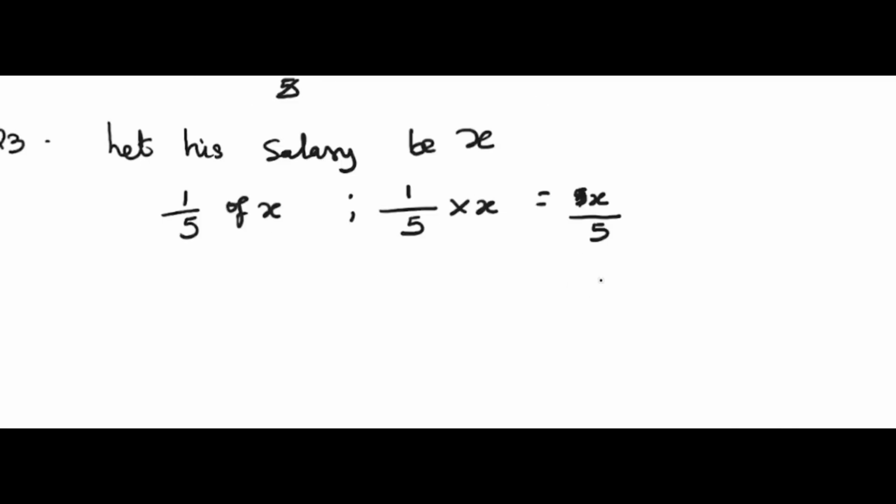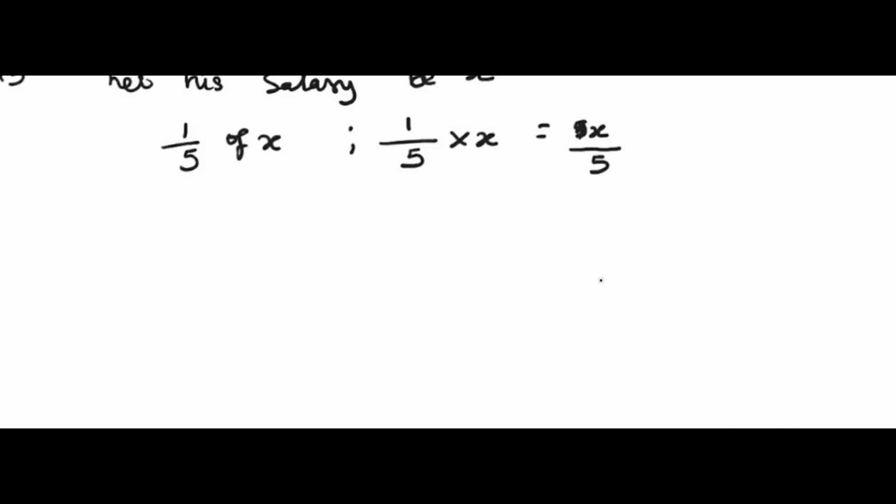Now you interpret the question as it comes. If he spent X over 5 of his salary, what is left first? That would be X minus X over 5. Do you get it? It's just like saying I earn 50,000 every month and then I spend 1 over 5 of it on transport. So 1 over 5 of 50,000 should give me what? 10,000. So what is left of my salary will be what? 50,000 minus 10,000, and that is 40,000.